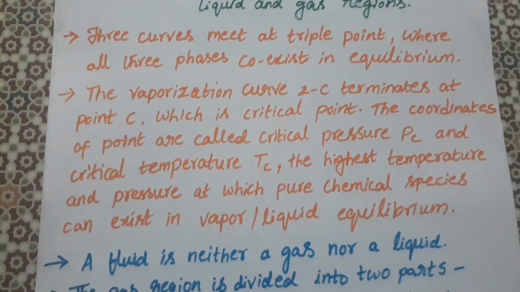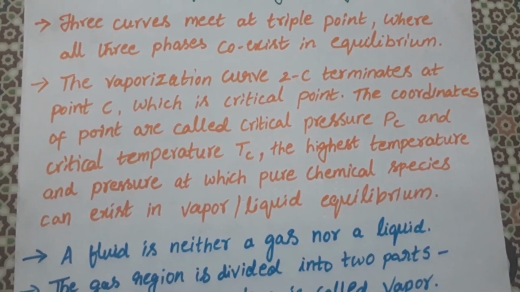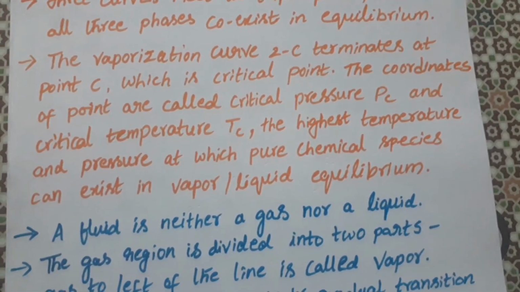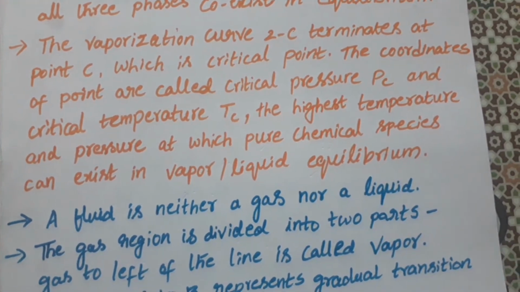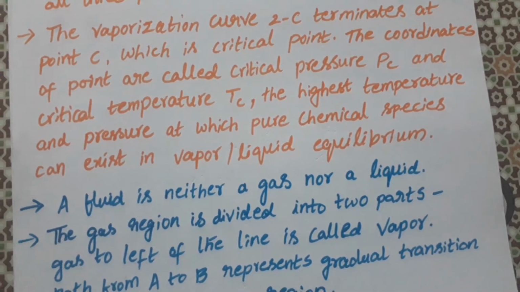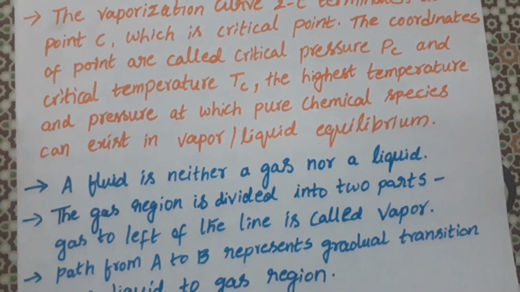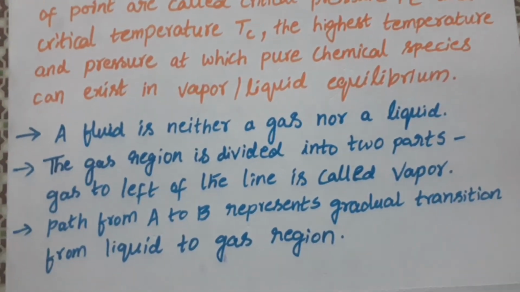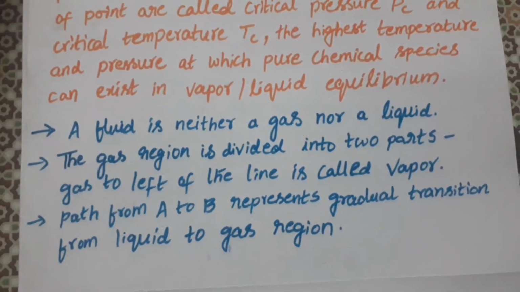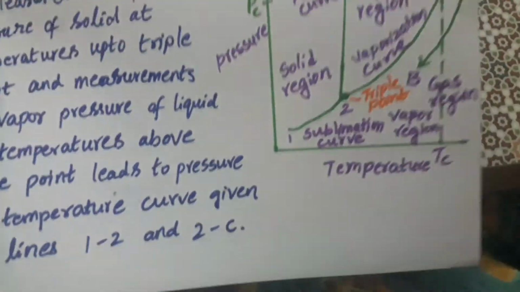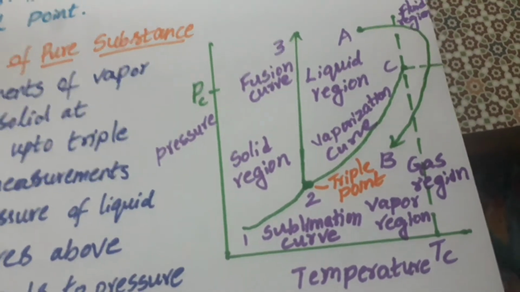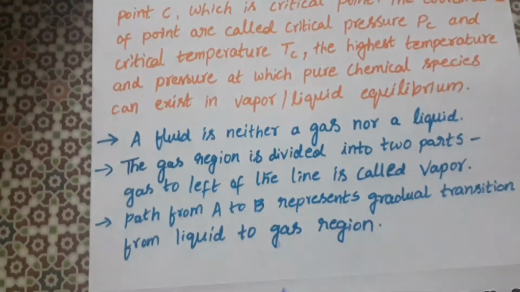Then the vaporization curve 2-C terminates at the point C, which we call the critical point. PC is called the critical pressure, TC is called the critical temperature. Both represent the highest temperature and pressure at which the pure chemical species can exist in vapor-liquid equilibrium. So this is about the diagram. The fluid is neither a gas nor a liquid. When you see this diagram, the gas region is divided into two parts: on the left hand side it is represented as vapor, the other side is the fluid.